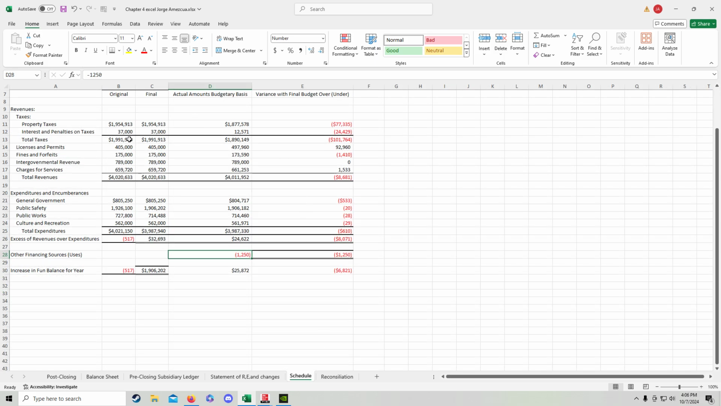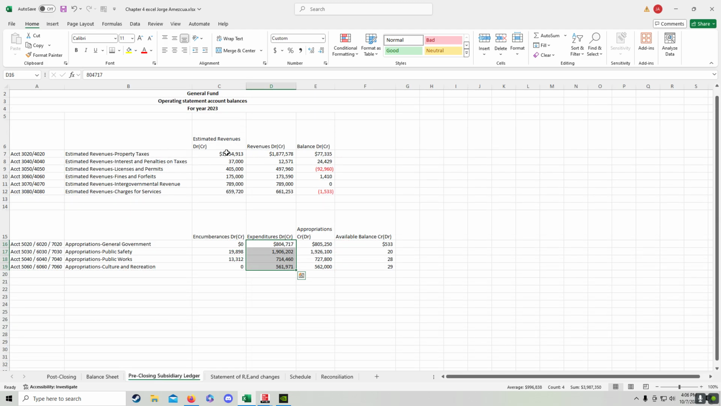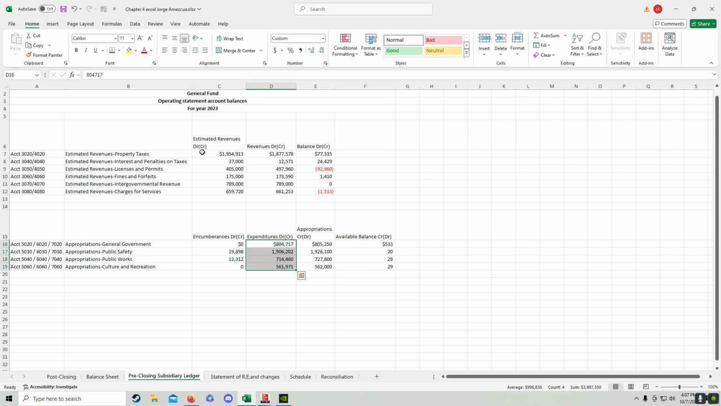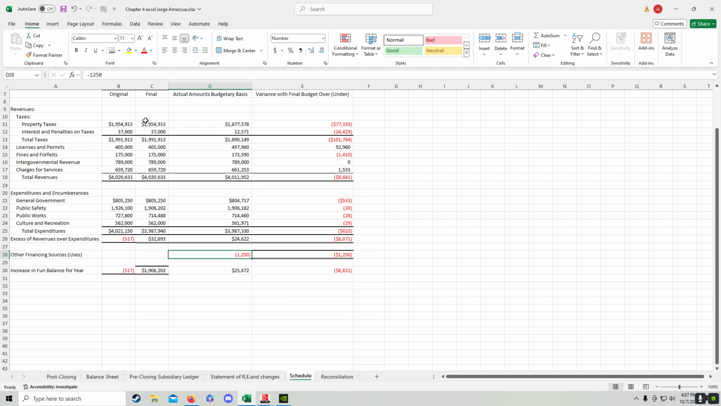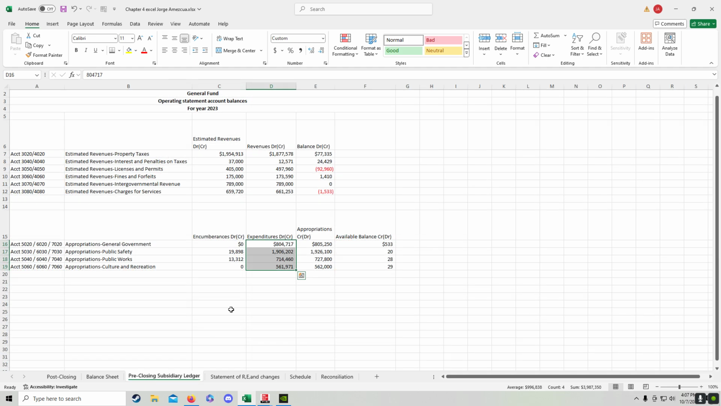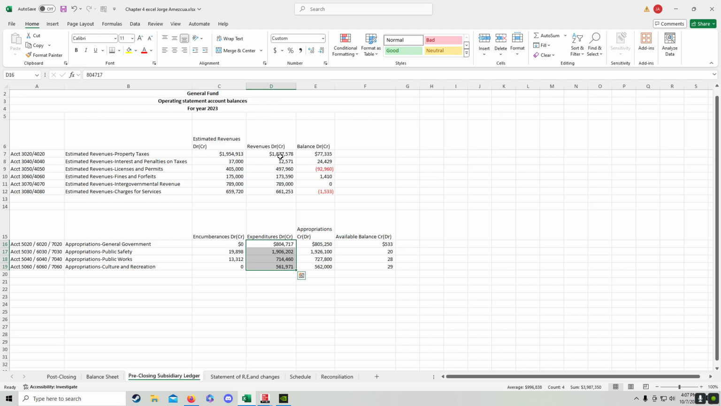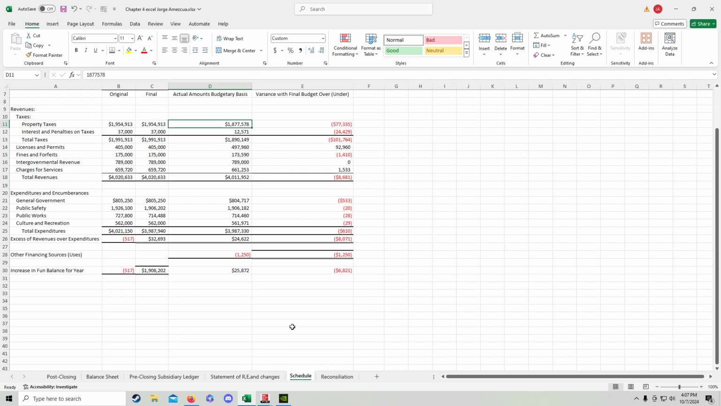For the schedules, I began by using the post-closing subsidiary ledger to copy all of the different taxes and other sources of revenues into the original and the finals. So, as explained here. Then these I got from right here, from the revenue accounts. That's correlating right here.